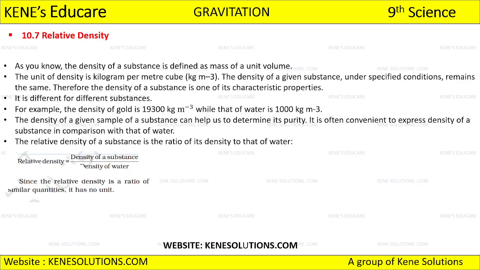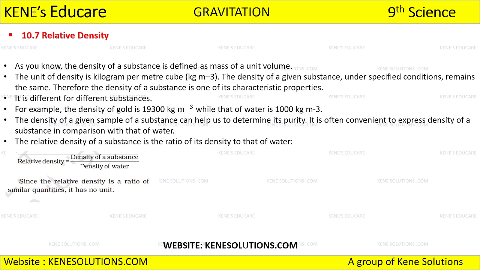Okay, so now we have one more concept to discuss, that is relative density. We already know the formula for density, that is mass upon volume, right? As you know, the density of a substance is defined as mass of a unit volume. How do we define it? Mass of a unit volume. So the unit of density is kilogram per meter cube, kg per meter cube. And the density of a given substance under specified conditions remains the same.